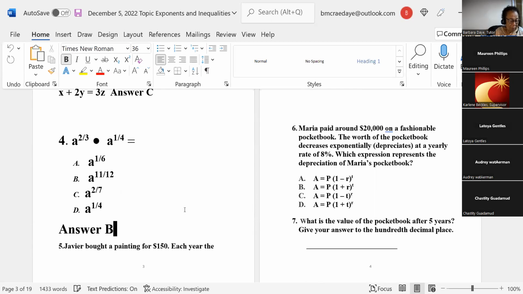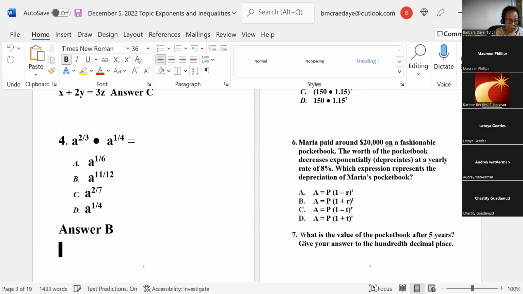Okay, it says a to the second over 3 and a to the 1 over 4, and then I calculate it. Okay, well, what did you change that 2 over 3 to? Because it is a to the second, and that says divide by 3. That's why I think that is a 3. So I put that as a denominator.